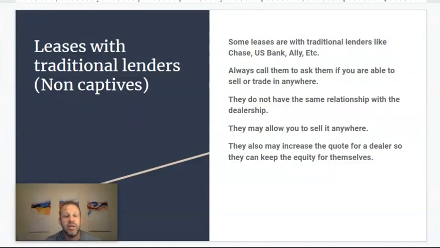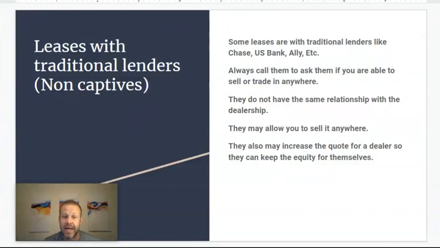But another possibility, and it stems from that same reason, they don't have the same relationship with the dealers. They're not in business to help the dealers. So when you go to sell or trade your car into a dealer, these traditional lenders may increase the payoff amount that they're selling the car to that dealer for because they want to pocket or keep the equity because it's their car and the car has increased in value. So you may get your equity taken away by your leasing company because they don't have the same relationship with the car maker and they're like a traditional bank. They do what banks do. They're out to make money.